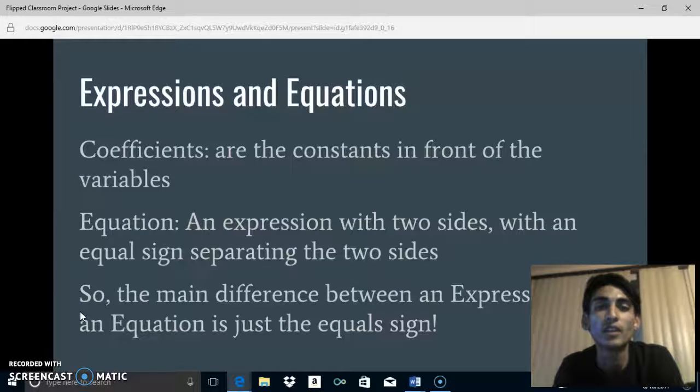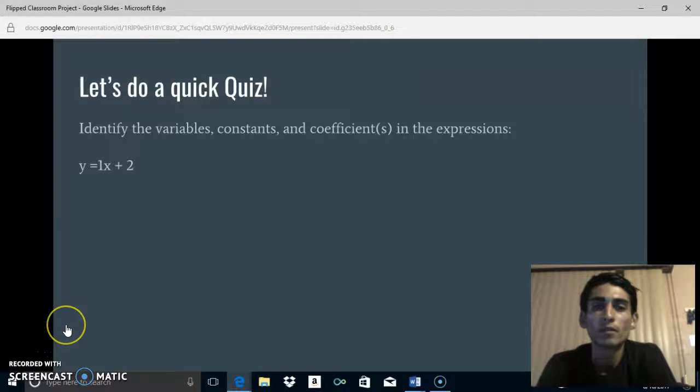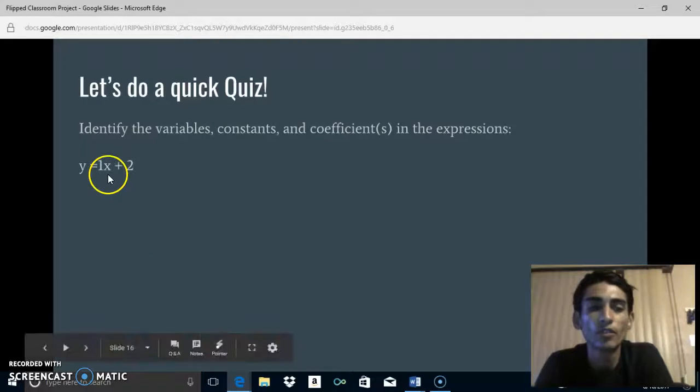So as we see from the definition, the difference between an equation and an expression is that an equation has an equal sign that separates two sides. So now let's take a look at some equations and see if we can identify the variables, constants, and coefficients.